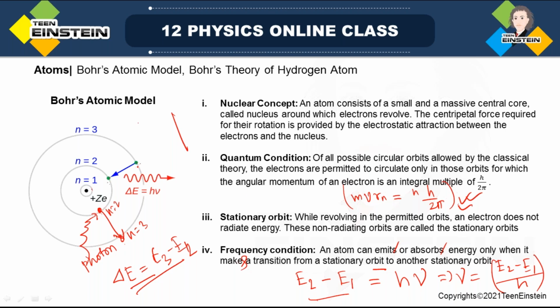But why does it happen that electrons make transitions? Because any system tries to minimize its energy. When an electron is in this orbit, it has this much energy. When it is here, it has energy E2, which is less than E3, right? So the electron will try to come back to its n equals 1 orbit. This is called the ground state or lowest orbit. This is the stable condition, where it has minimum energy.